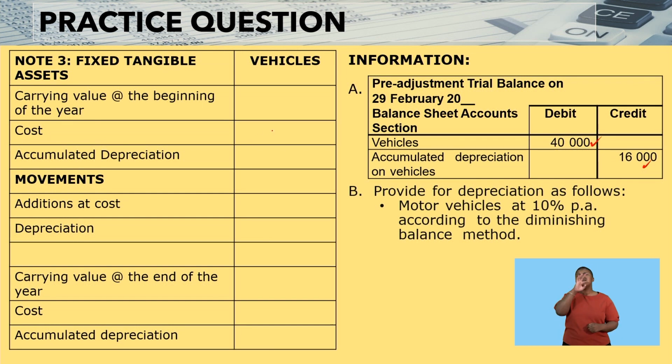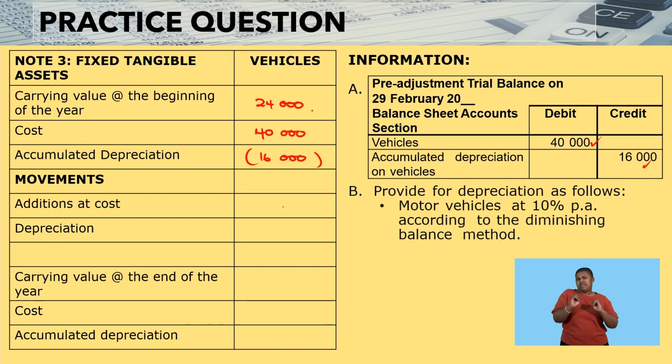So I'll come, my cost at the beginning is 40,000. So I'll come here, it is 40,000. My accumulated depreciation is 16,000. Therefore, our carrying book value becomes 24,000. It is your 40 minus 16 to give you your 24.